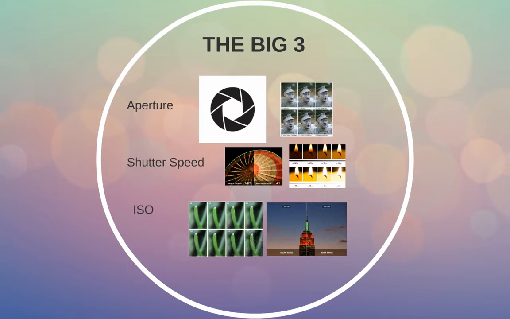And they work in different ways, but basically they all have the same function, and that is to allow more or less light into your camera. And we're going to kind of go over what changing each of these three things actually does. So the biggest one, in my opinion, is the aperture.